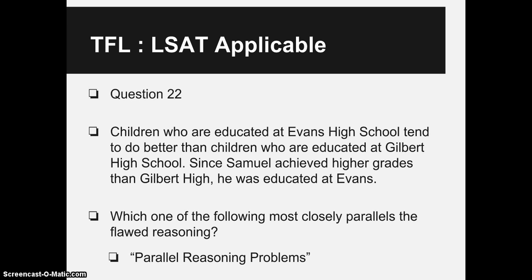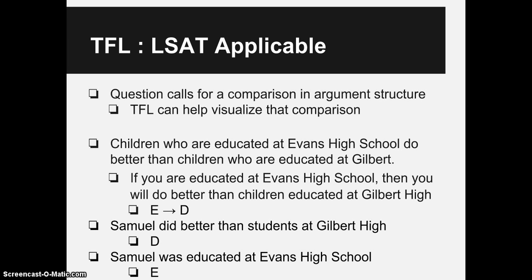It says: children who are educated at Evans High School tend to do better than children who are educated at Gilbert High School. Since Samuel achieved higher grades than children at Gilbert High School, he was educated at Evans. What the question asks for is which of the following most closely parallels the flawed reasoning, and in LSAT terms this is a parallel reasoning problem. This question calls for a comparison in argument structure, and truth functional logic helps visualize the comparison. So first we'll break down the original question.